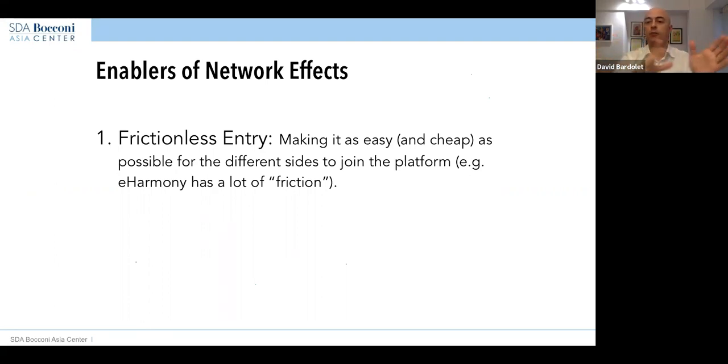The opposite of eHarmony is Tinder. Zero friction in joining. You need to put there very, very few things. That helps the size of the network. The network effect is there. The quality is not the same. So again, what business model do you want? Do you want to go full network effect, big platform, or do you want to be more of a niche player? You can play with that.